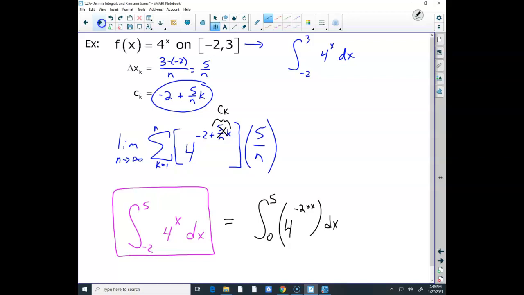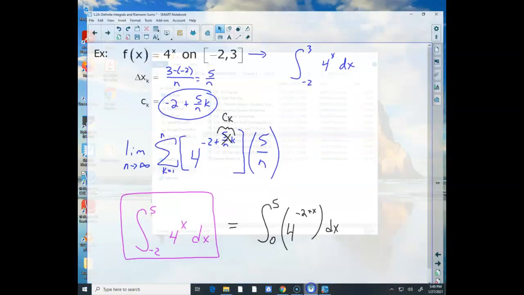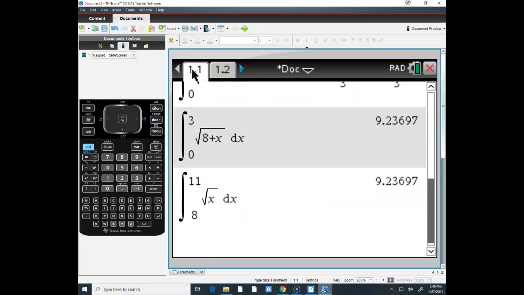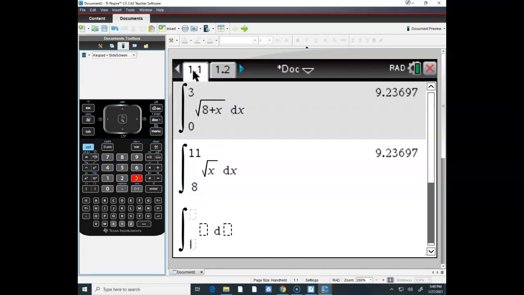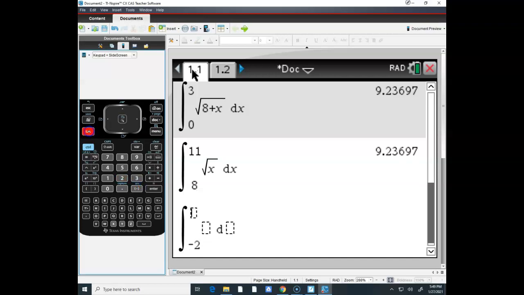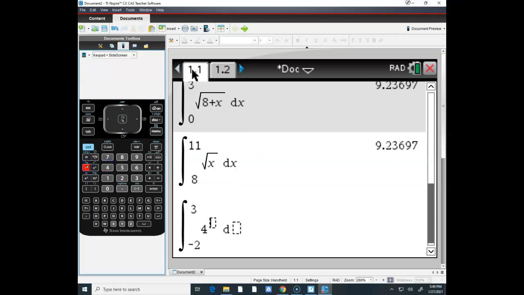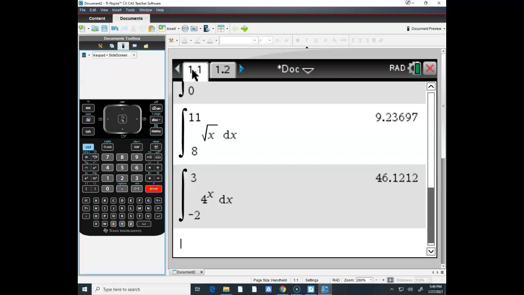If you plug both of these into your calculator, it's really important that you do this. If you're just watching and going through the motions, that's not a good idea. I want to make sure you can type these in. Use menu 4 3, and it doesn't matter which one you type in. Negative 2 to 3 of 4 to the power of x dx, control enter, and I get that sum. That's my area.